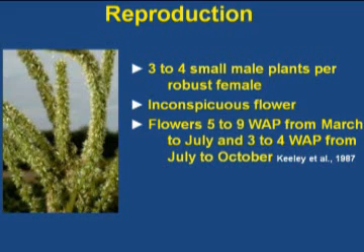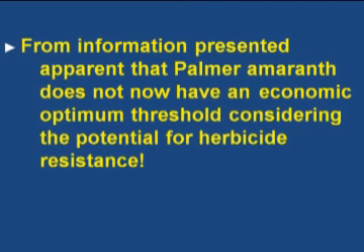Now, when they flower, there are generally going to be 3 or 4 males around one big female. The flowers, as you see here, are inconspicuous. About 2 weeks after pollination occurs, you've got viable seed, okay? They flower about 5 to 9 weeks after planting, in that March to July period, and about 3 to 4 weeks after planting of your crop or emergence in the later part of the year, okay?